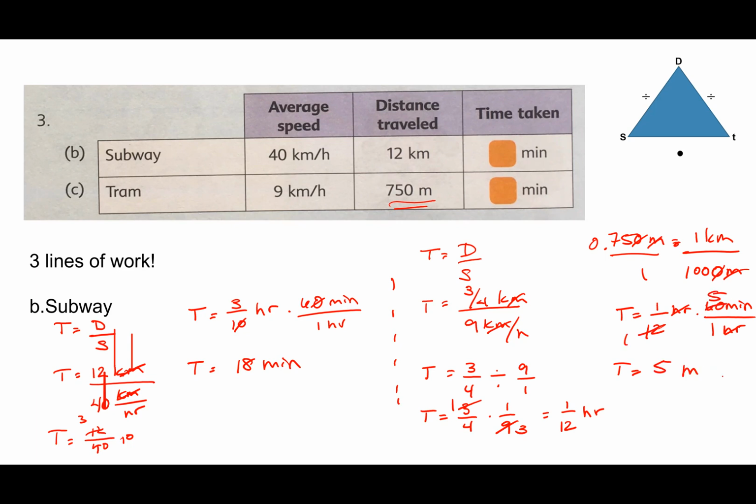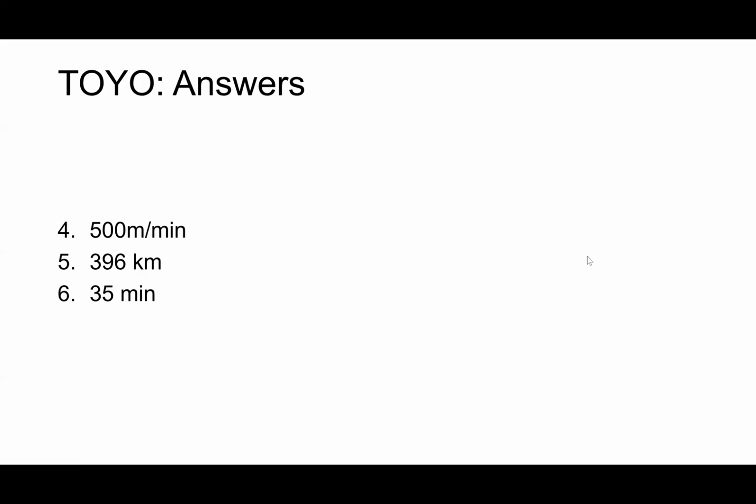All right, nice. Okay, guys, go ahead and do the practice problems on page 150. So open up your textbook. And then once you finish those, you can go ahead and do the exit ticket, which is a review problem. Here are the answers. Hang on. Okay, so the answers for numbers 4 and 5. Number 4 was 500 meters per minute. 5 was 396 kilometers, and 6, if you did it, was 35 minutes.